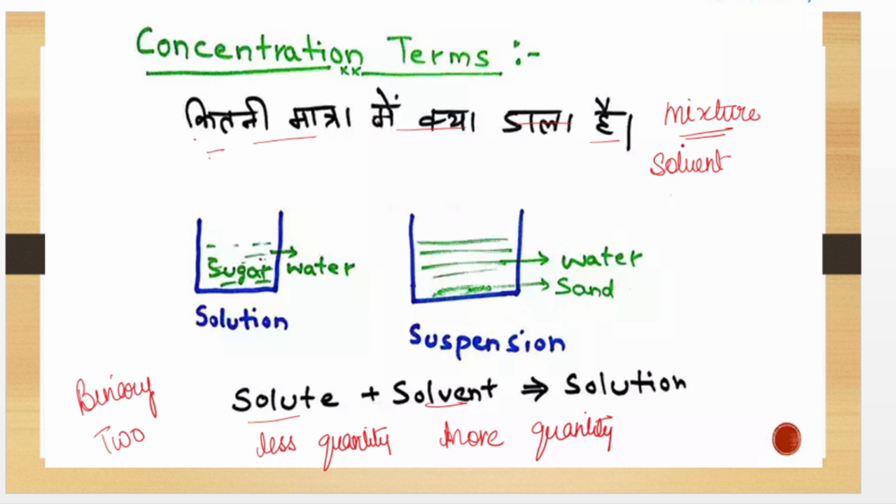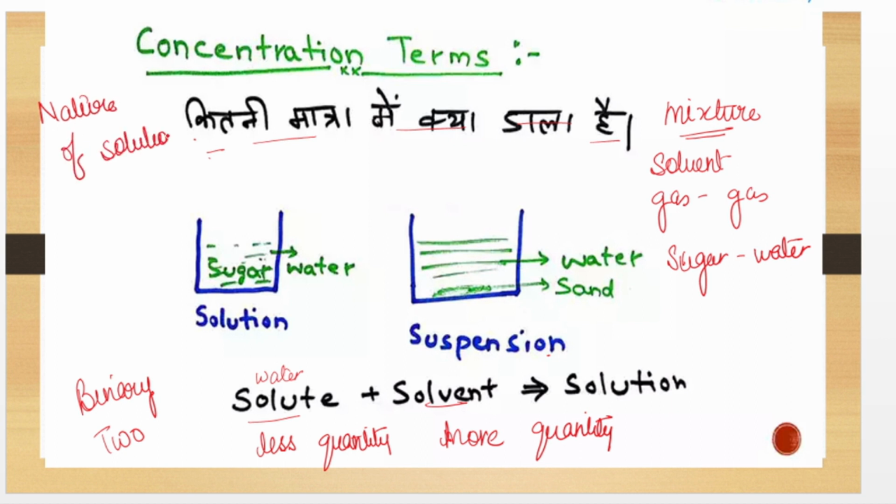Now a solution can be of various types. For example, we dissolve water vapor in air, so this is another type of solution, which you can say is a gas solution. Similarly, solid sugar dissolved in water is another type of solution. But what is the nature of the solution, in which state will it be? The nature of the solution depends on the solvent.